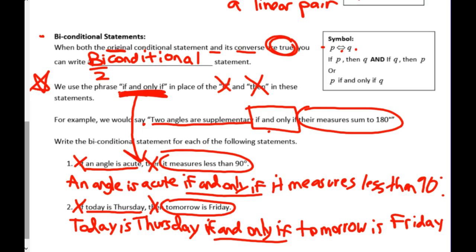So follow this. Today is Thursday if tomorrow is Friday. That's true. What about the other way? Tomorrow's Friday if today is Thursday. That's true. Okay? So it doesn't matter about any other day of the week. As long as it works both ways, it's if and only if biconditional. Cool? All right. I know that was a lot. Okay? But that's it for the notes, and then we're going to work on an assignment tomorrow.